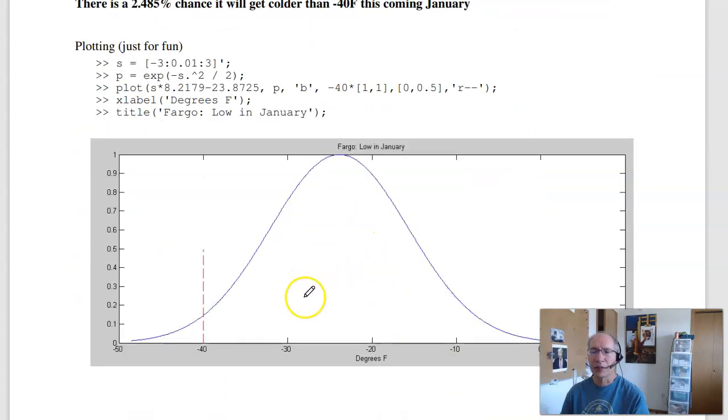And just for fun, if you want to plot it, here's what the normal distribution looks like. Here's minus 40. This tail is 2.485%.